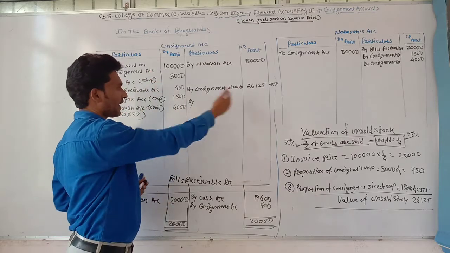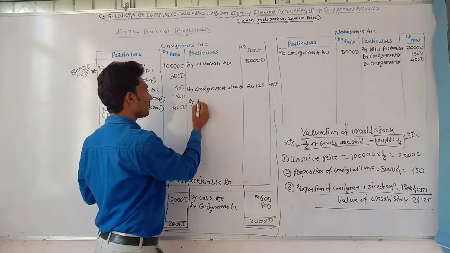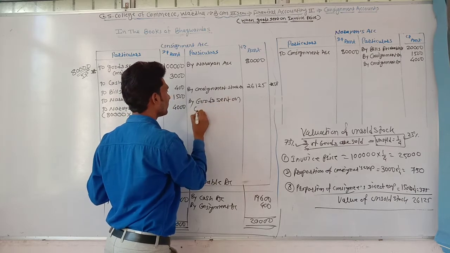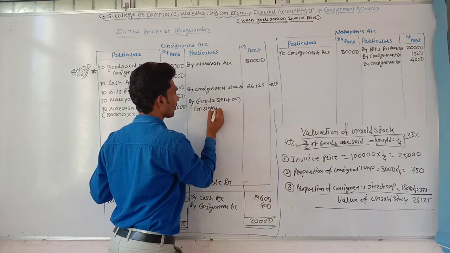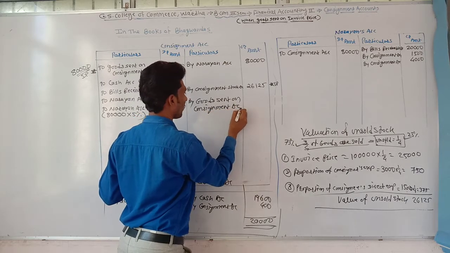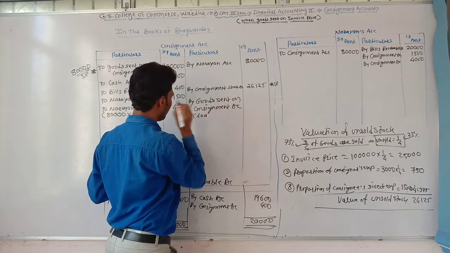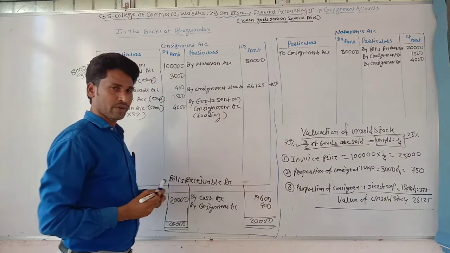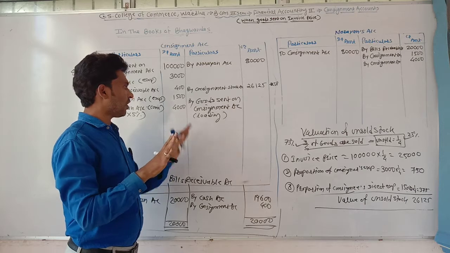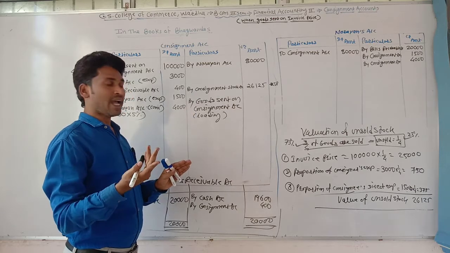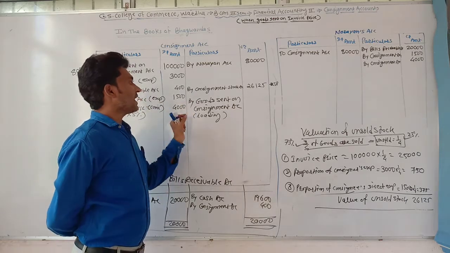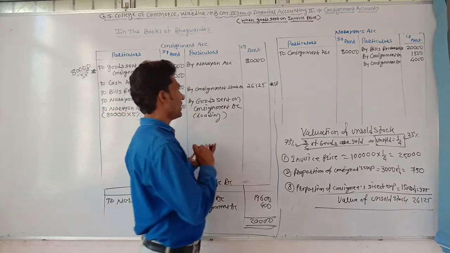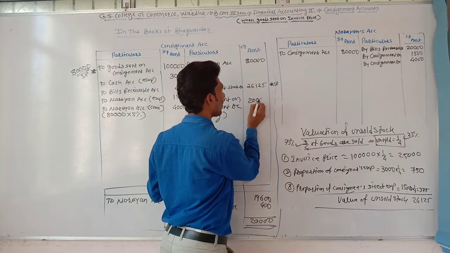So for that you write at the credit side by the name of goods sent on consignment account. For information you can write it loading. Okay, but loading its word is not part of entry. Journal entry for that, goods sent on consignment account debit and consignment account credit. So write at the credit side rupees 20,000.